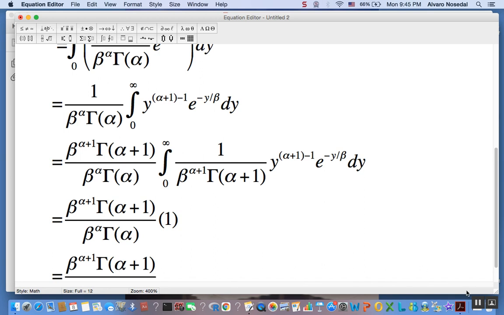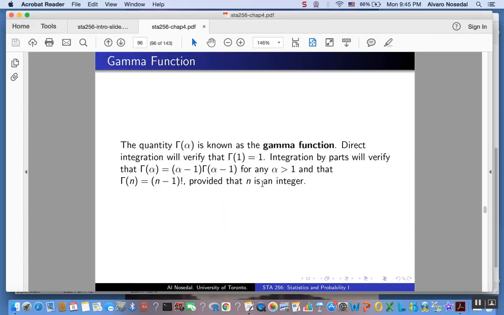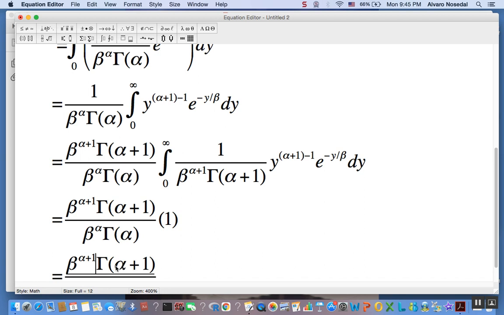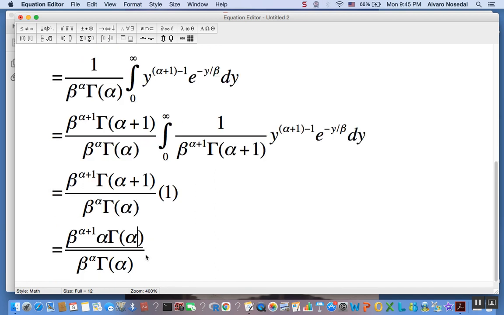Because the property, let me show you the property that we showed together. Instead of alpha, we have alpha plus 1, right? So gamma at alpha plus 1 is going to be alpha plus 1 minus 1, that's alpha. So that's just going to be alpha times gamma at alpha. That equals gamma at alpha plus 1. Okay? So let's do that. This is going to be alpha times gamma at alpha, right?